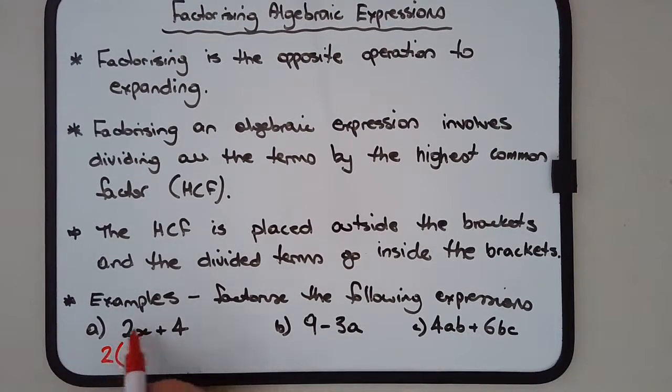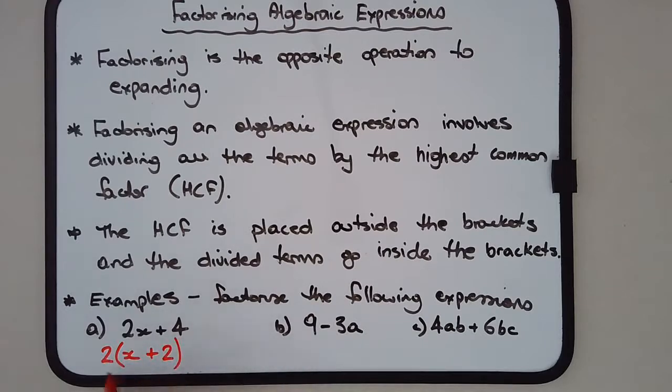And what we do then is we divide each of these terms by the highest common factor. So 2x divided by 2, that leaves an x behind. And you sort of think to yourself, okay, well 2 times x, if you expand it again, gives you 2x. Great. Plus, because everything's positive here, so put a plus there. Divide the 4 by the highest common factor, okay, by the 2. 4 divided by 2 is 2.